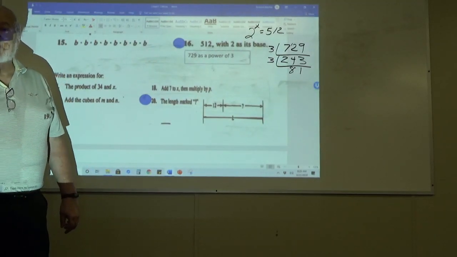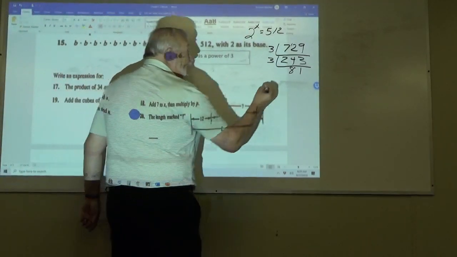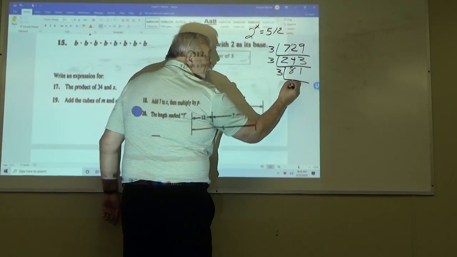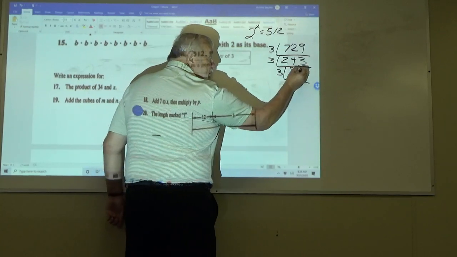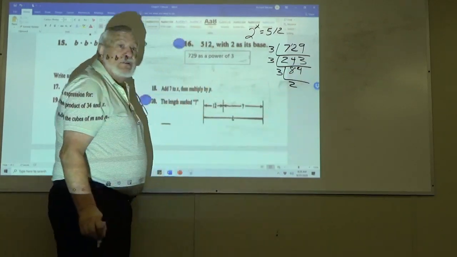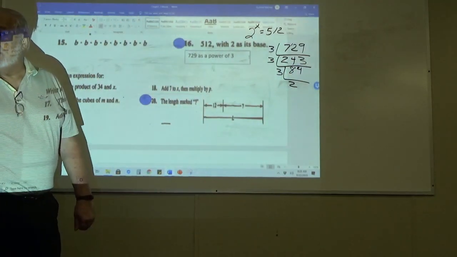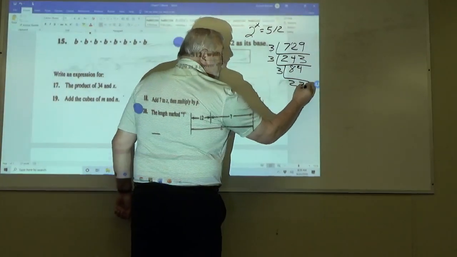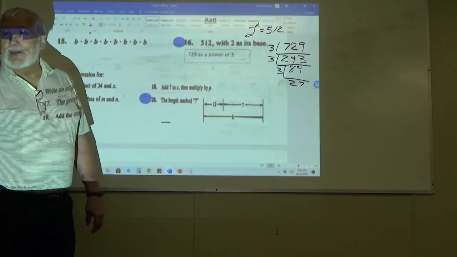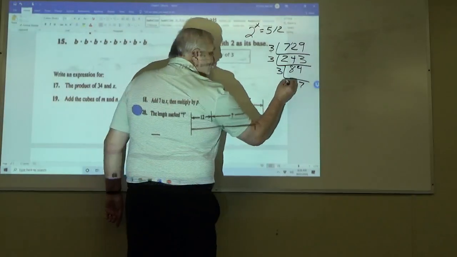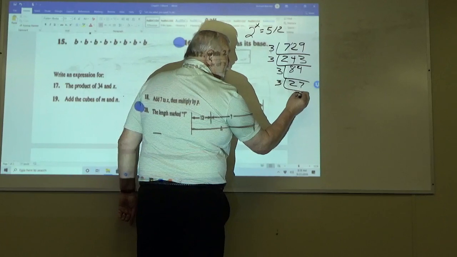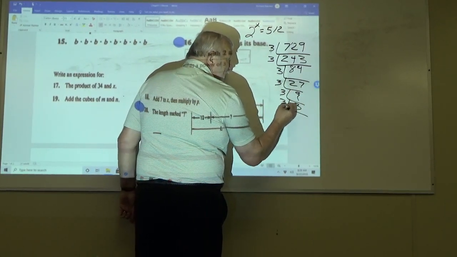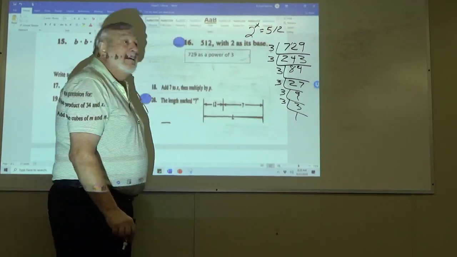I have to keep dividing until I get down to a value of 1. So now divide by 3 again. 3 goes into 8 2 times, that's 6, that's the remainder of 2, so I put a 2 next to the 1 to make 21. 3 goes into 21 7 times. Now I'm getting down to numbers I know. All right, when I take 27 divided by 3, I have 9. When I take 9 divided by 3, I have 3. And when I take 3 divided by 3, I have 1.